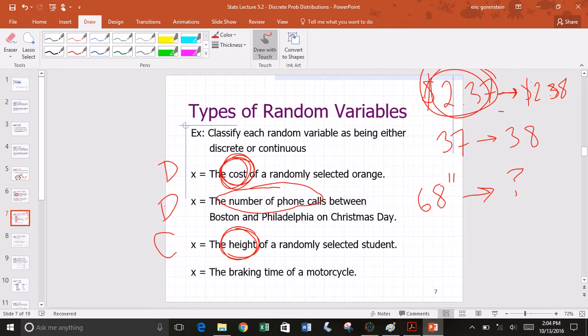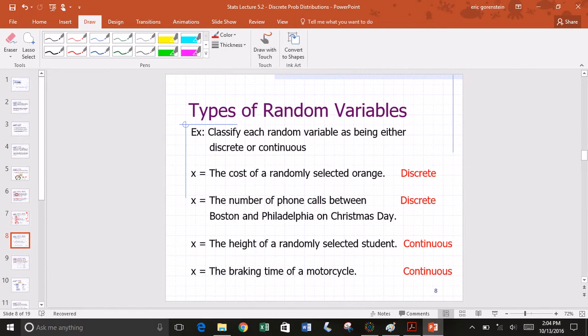And the last one, breaking time. So again, time. Let me pick a random time. Let's say 7 seconds. What is the next possible time after 7 seconds? Well, again, you can't say 8 seconds. Because what about 7.5, or 7.1, or 7.001, or 7.00001? So height and time, these are measurable quantities. So it doesn't make sense to talk about the next possible number.